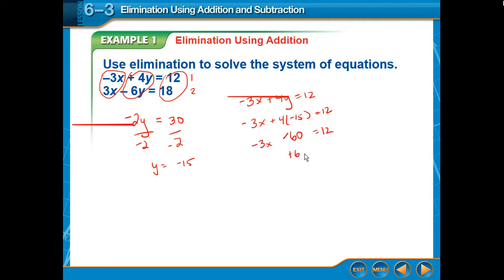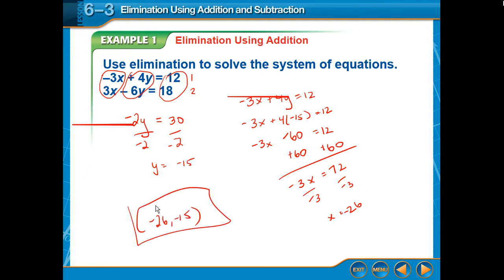Add 60 to both sides to get x by itself. You get negative 3x equals 72. Divide by negative 3, and you get x equals negative 24. So your solution is negative 24, negative 15. And that is elimination by addition. You add the two equations after you have them lined up.